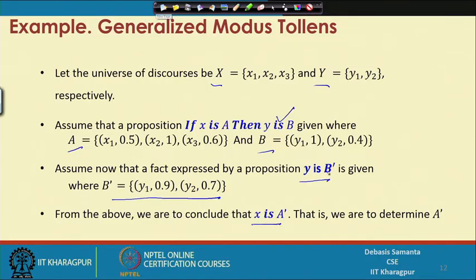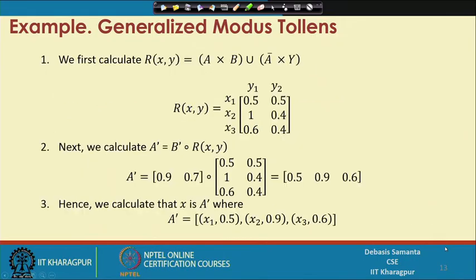So, here basically B dash is given. So, compute A dash. So, we have to apply GMT, and it takes this form. So, this relation matrix can be calculated, which can be obtained like this, and then applying GMT we have to calculate this one, that means A dash is equal to B dash composition R x y. Now, here you can check, this is basically not applicable because the number of elements is 2 and the number of elements is 3. So, alternatively we can write it, because A dash should have the elements x 1, x 2, x 3, here x 1, x 2 and x 3 are there.